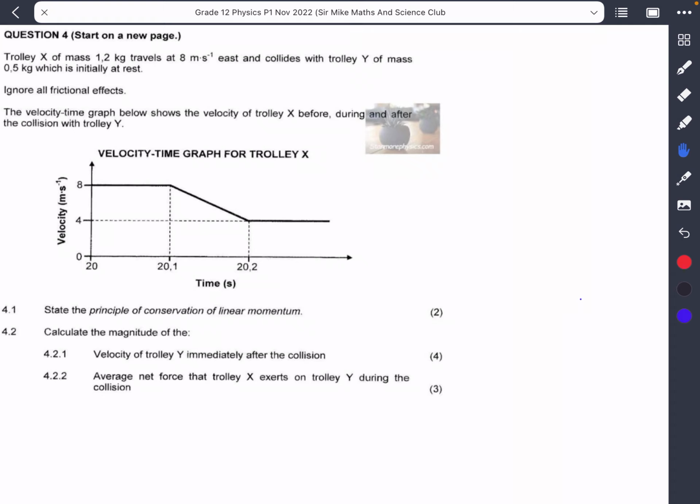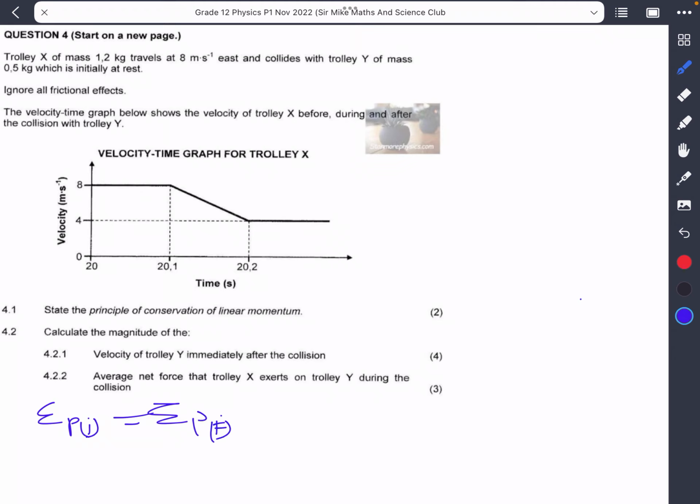Now one thing I can say is that when they ask you to state the principle of conservation of linear momentum, surely in the next question you'll be required to use that law. So the law that we're going to use here for 4.2 is the principle of conservation of linear momentum, which states that the sum of p initial is equal to the sum of p final.